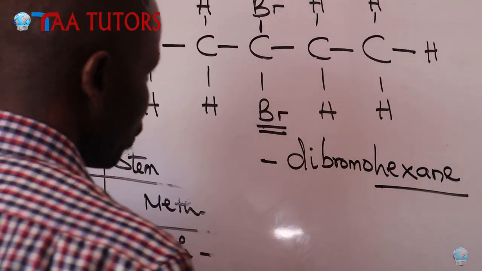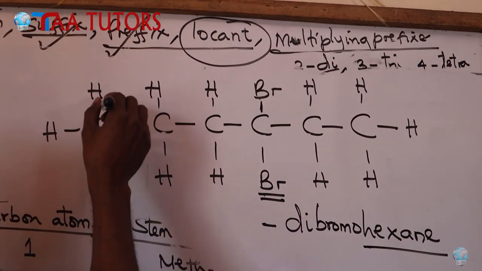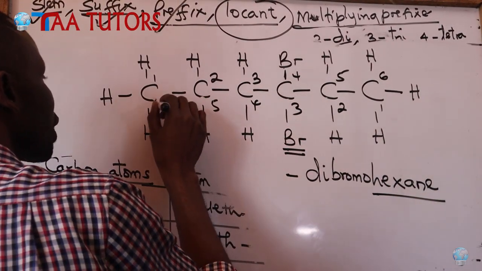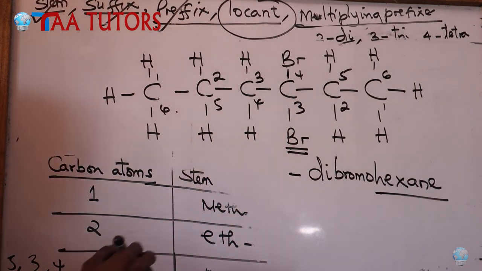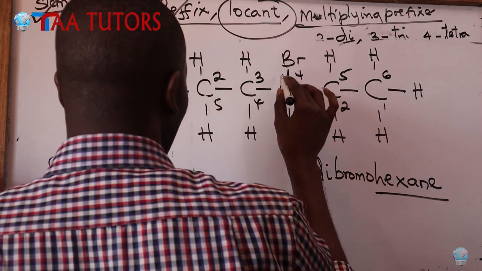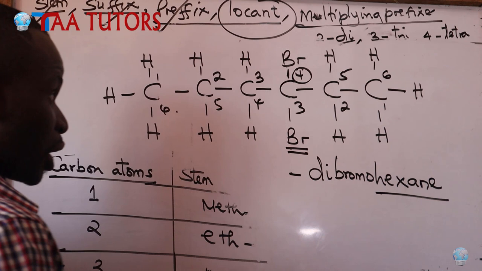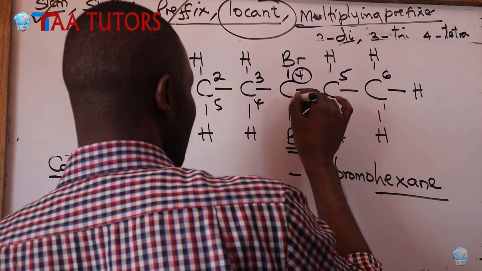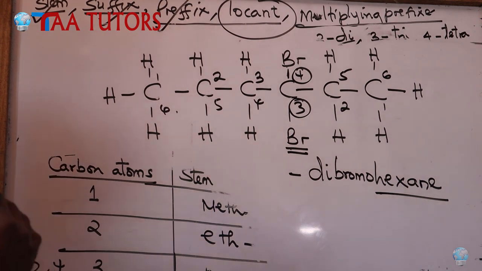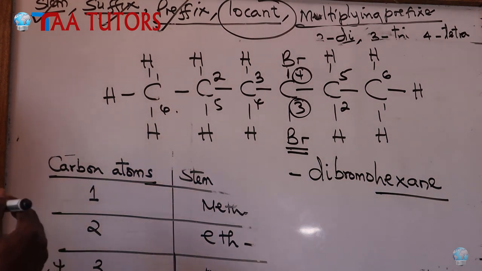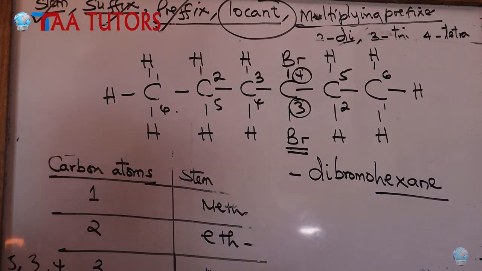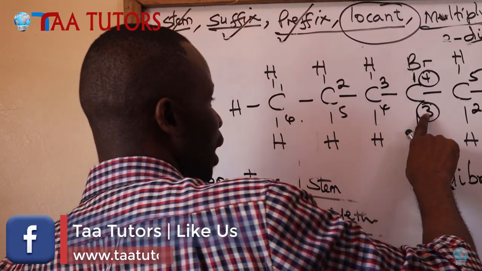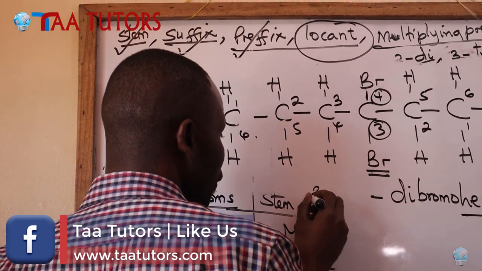But we want to locate them, so we are going to identify the locants. Let me number 1, 2, 3, 4, 5, 6, and 1, 2, 3, 4, 5, 6. If you're in an exam, you can put these numbers in pencil. If I start from the left, both branches are on the fourth locant. But if I start from the right-hand side, the locant is 3. I said we have to give the locant from the end that is closer to the branch position. In this case, 3 from the right end is closer than 4 from the left. So I'll take 3 for the first, because we know they are dibromo.